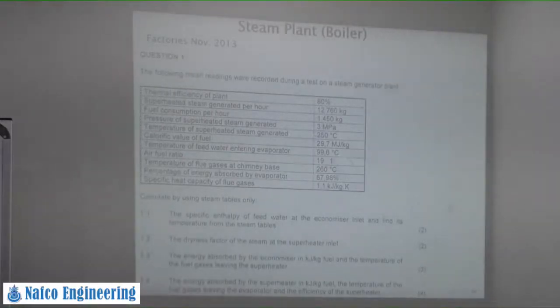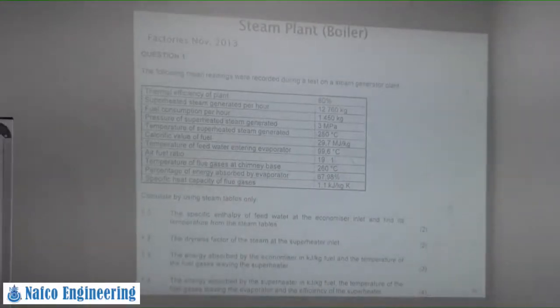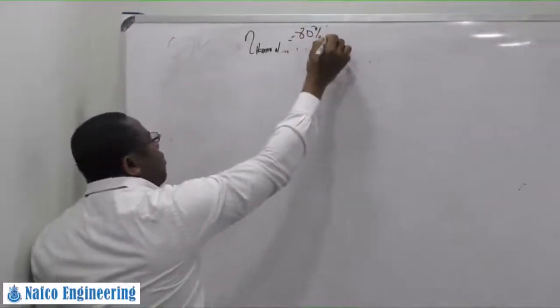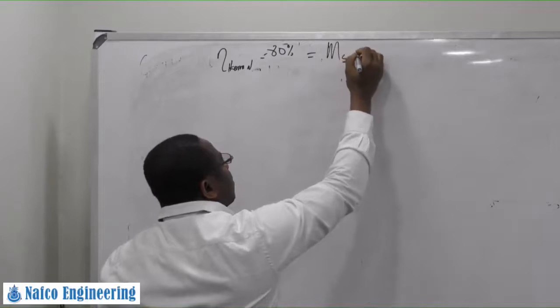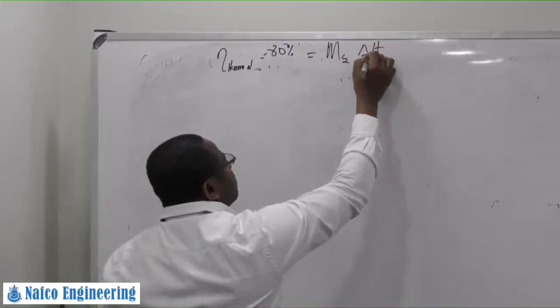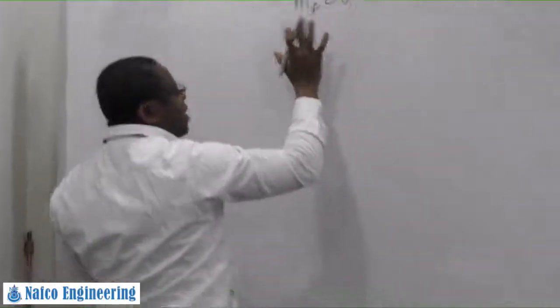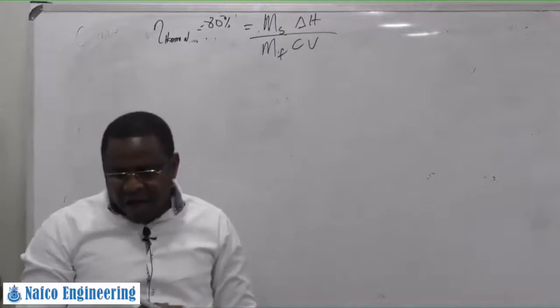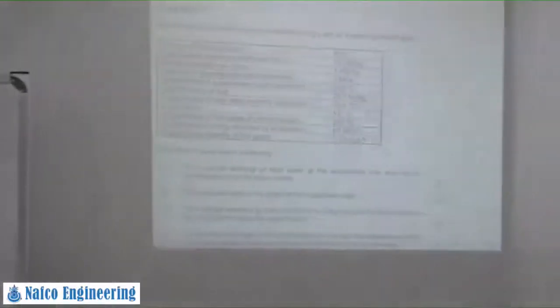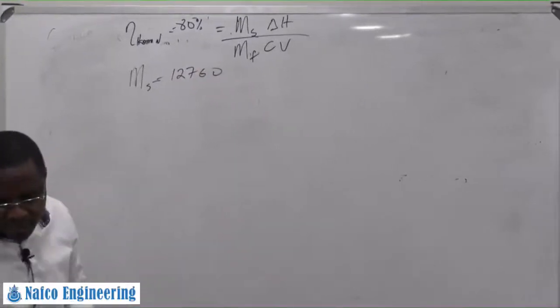So it says the thermal efficiency of a plant is 80%. Superheated steam generated per hour. Okay, what is thermal efficiency? What is the formula? Like that, right? So they said that this is 80%. Now, the superheated steam generated per hour is 12,760 kilogram.